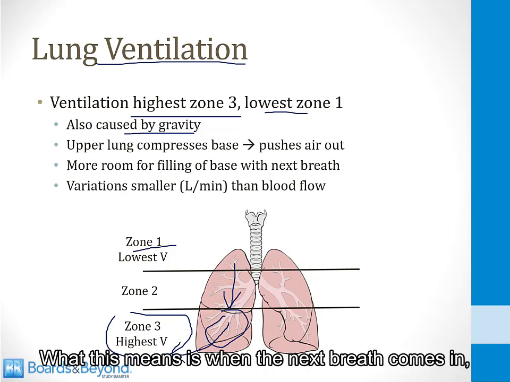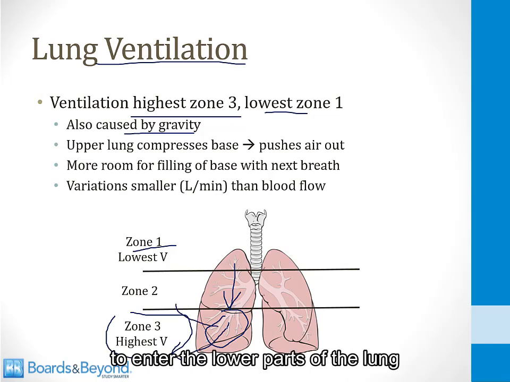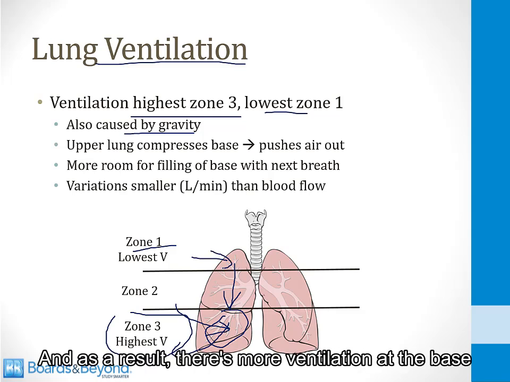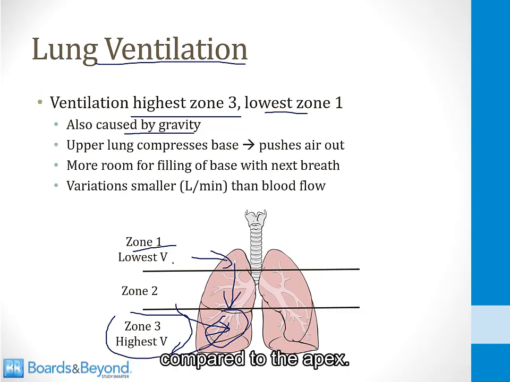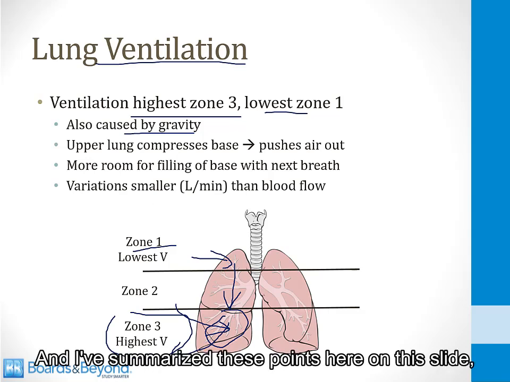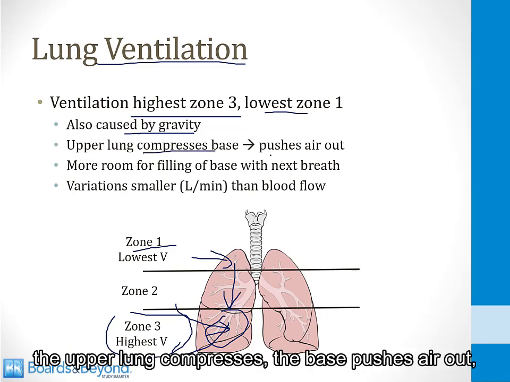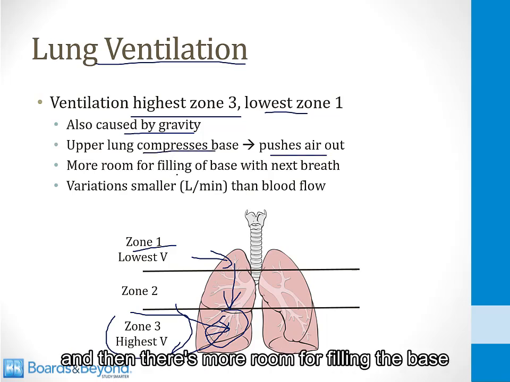What this means is when the next breath comes in, there's more room for air to enter the lower parts of the lung than the upper parts of the lung. And as a result, there's more ventilation at the base compared to the apex. And I've summarized these points here on this slide. The upper lung compresses the base, pushes air out, and then there's more room for filling of the base with the next breath.